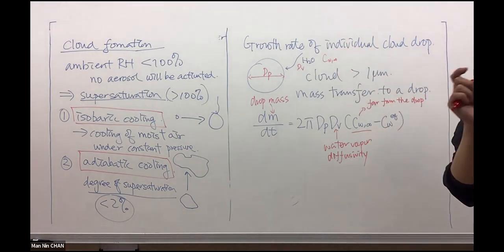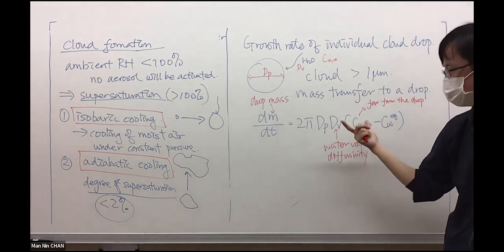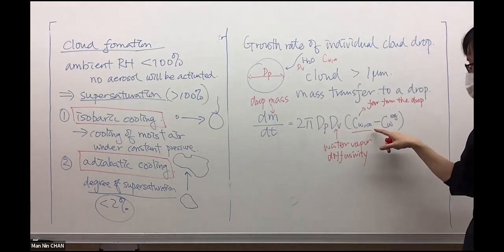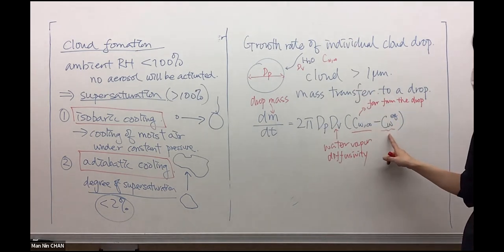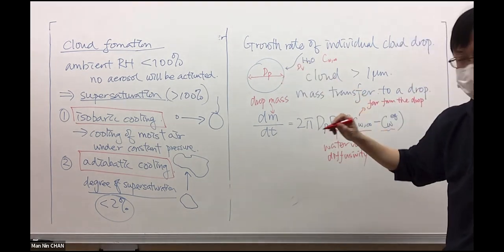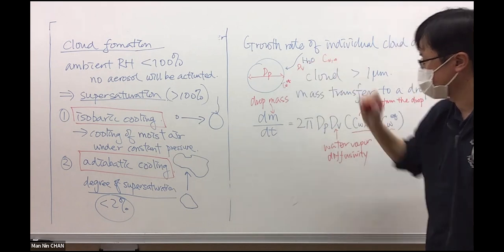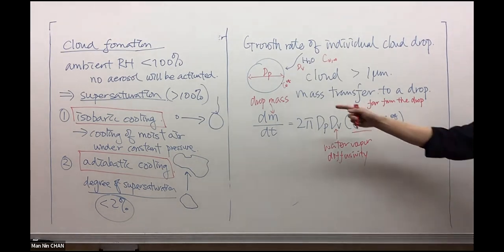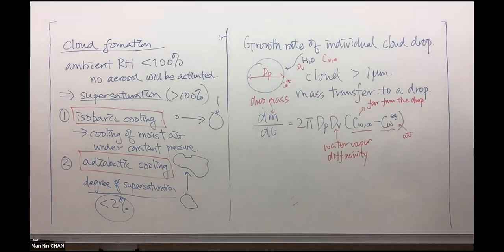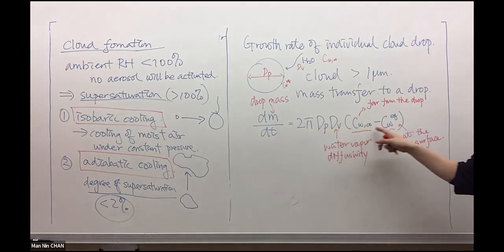And then, of course, this water vapor pressure gradient drives this diffusion, or the mass transfer. This is the water vapor pressure at the surface. I'm just using a different symbol. But of course, you can calculate this using the Coulomb equation. So this is basically the flux.